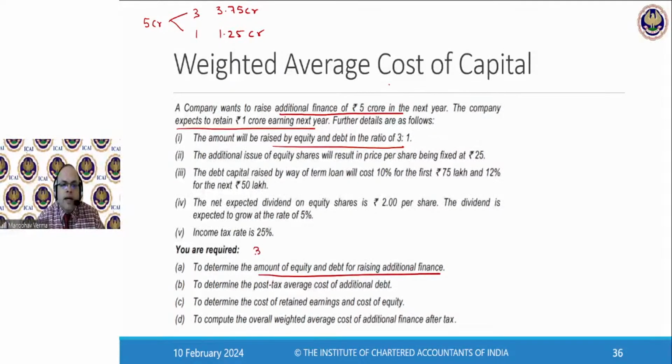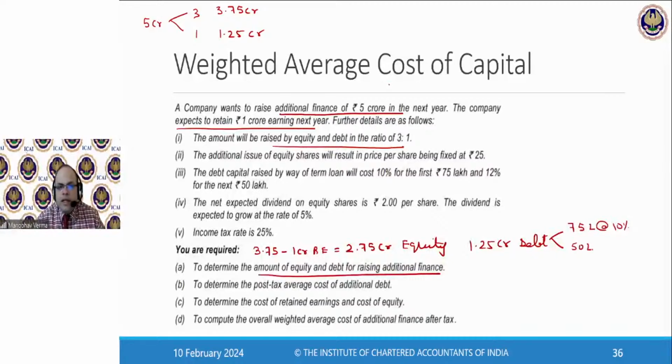So I think my answer would be: of the 3.75, 1 crore is already retained earnings, so you are raising 2.75 crore through equity. And for the 1.25 crore of debt, you should mention specifically that we are talking about 75 lakhs at 10% and 50 lakhs at 12%. Am I correct, guys? Is this a complete answer?